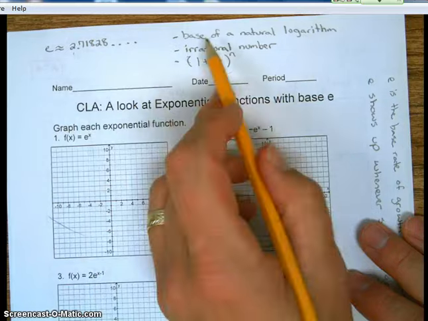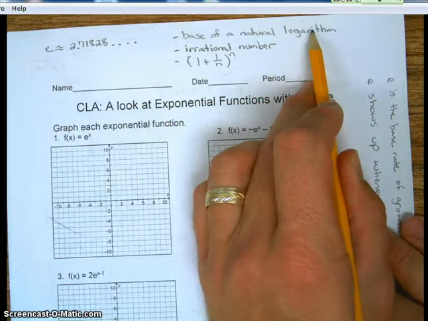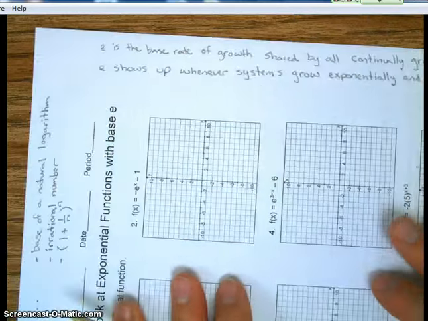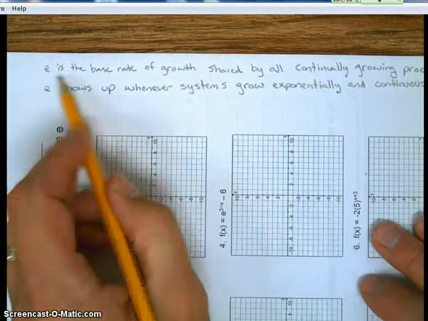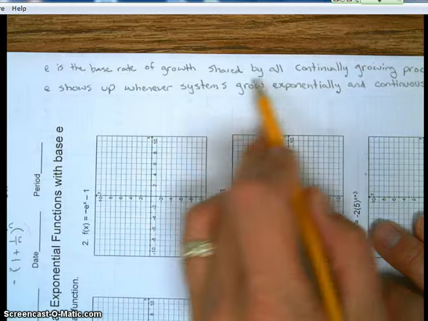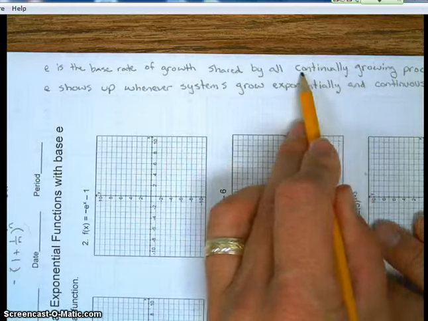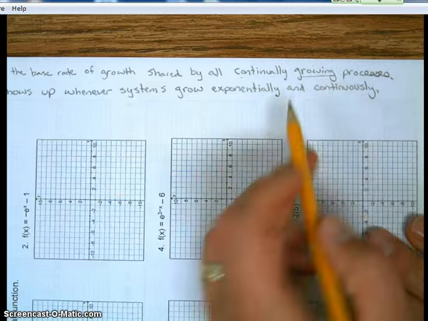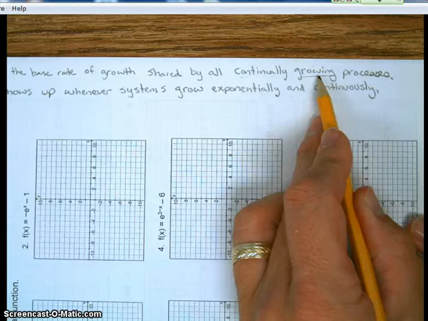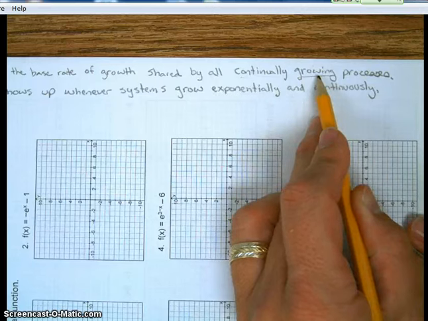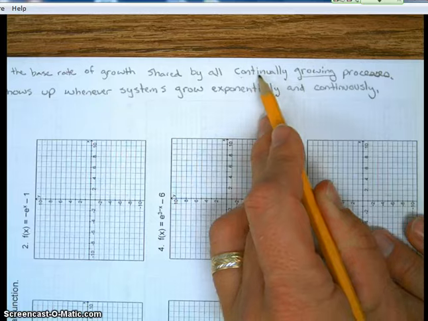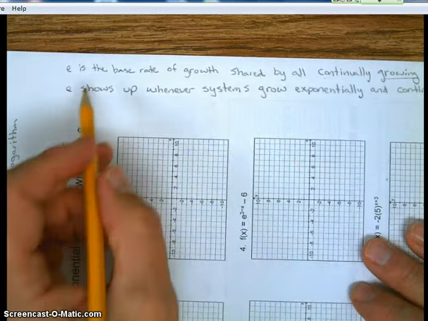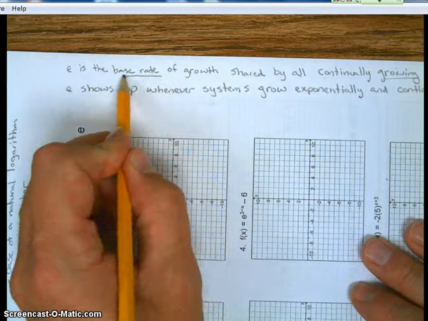E is also the base of a natural logarithm. Since we haven't studied logarithms yet, you'll see that later. Some information about E. E is the base rate of growth shared by all continually growing processes. So it's a growth. That means the function is going to be increasing, and it's increasing continually. It is the base rate of growth.